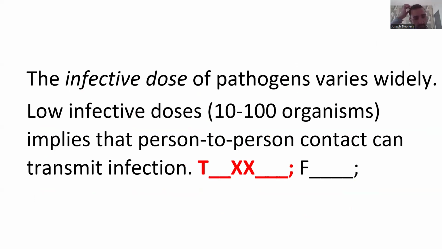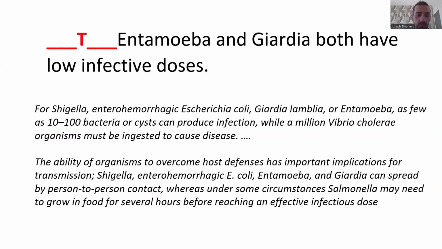Okay, next question. Infective dose of pathogens varies widely. Low infective doses, 10 to 100 organisms, imply that person-to-person contact can transmit infection. That is true. Okay, true or false? Entamoeba and Giardia both have low infective doses. True, so that means they can be passed person to person.